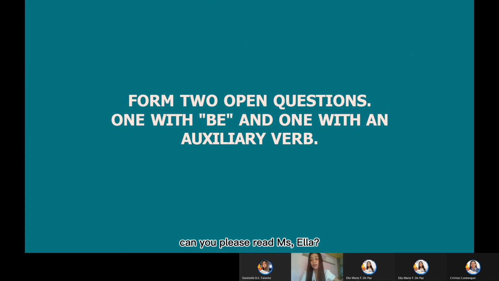Can you please read, Miss Ella? Form two open questions, one with be and one with an auxiliary verb. So I will give you 2 minutes to form those two types of open questions. Then you must explain to us the parts of it, which is question word, main verb or auxiliary verb, and the subject. So 2 minutes starts now. Just raise your hand if you have answered already.